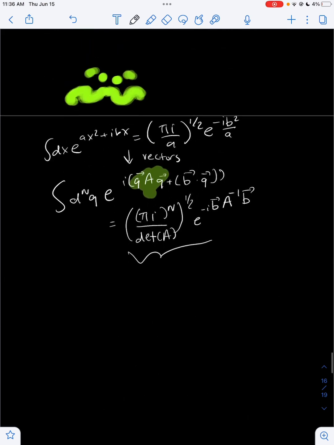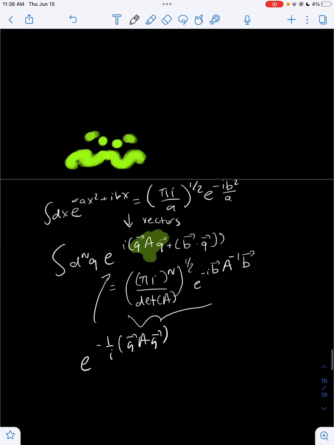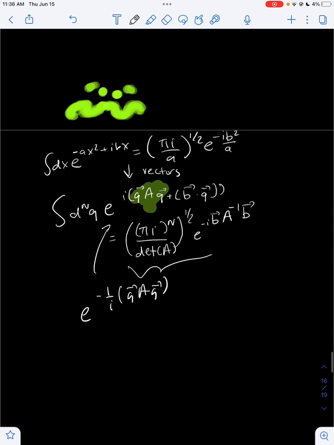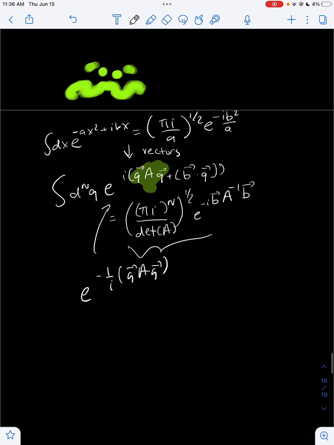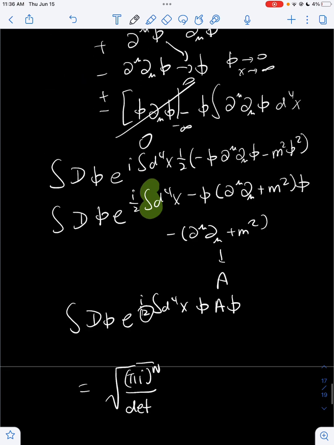Usually, this over here would be e to the minus 1 over 2, and then q A q, because the Gaussian integral is actually negative, technically speaking. Actually, yeah, this should really be a negative. I don't know why I didn't have a negative there. So we'd have to change the i to a minus 1 over i to make it negative. And then if we had minus 2 over i, that would correspond to having 2 in the numerator. So that's why we have a 2 there.